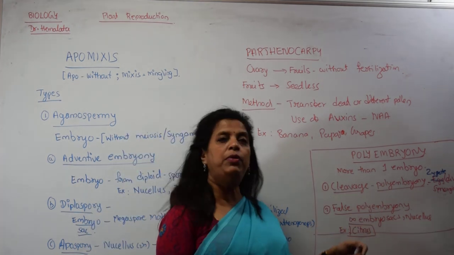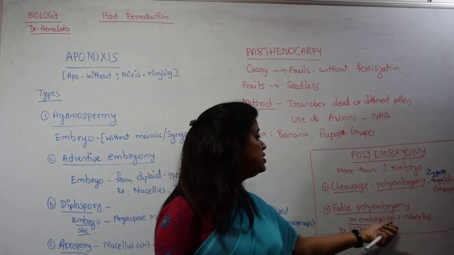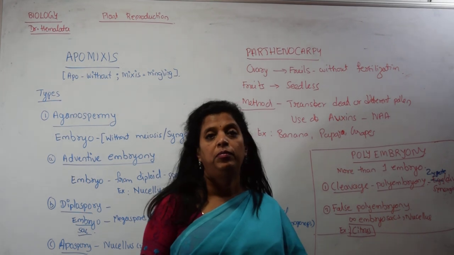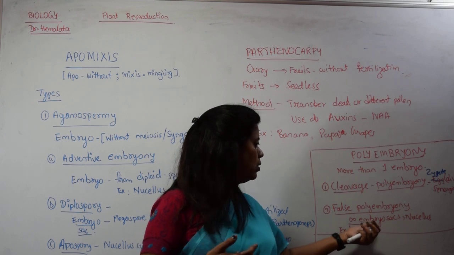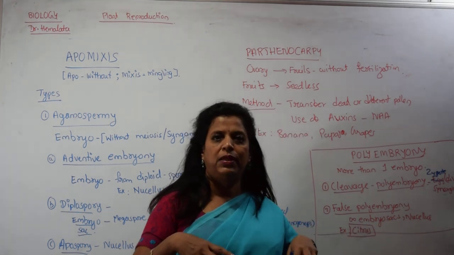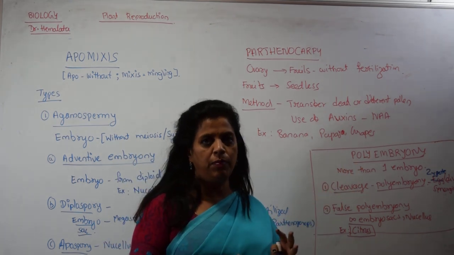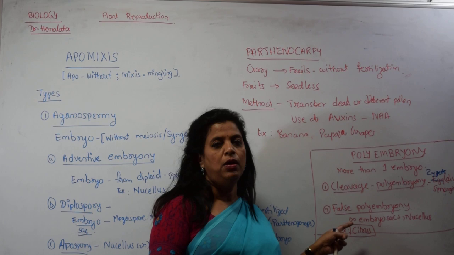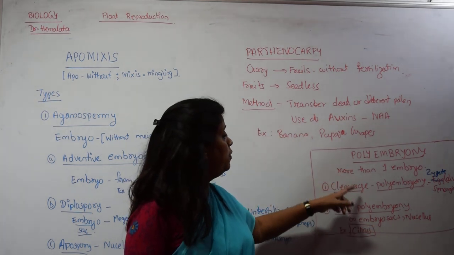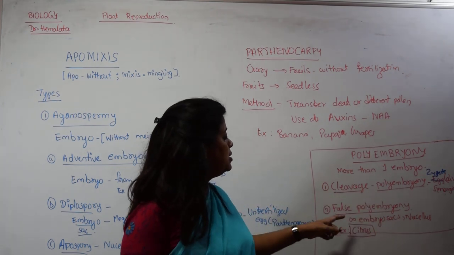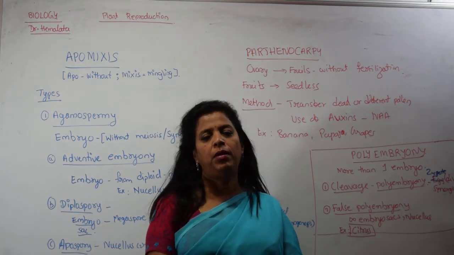Then there is false polyembryony. What is false is, it looks like polyembryony. Many nucelli and many embryo sacs are formed within the ovary. All will grow as embryos. It looks like polyembryony, but it is actually not polyembryony, because it is only the embryo sacs that are many, but they look as if it is polyembryony. The example for cleavage polyembryony is citrus fruit. Citrus fruits have many embryos within the embryo sac.